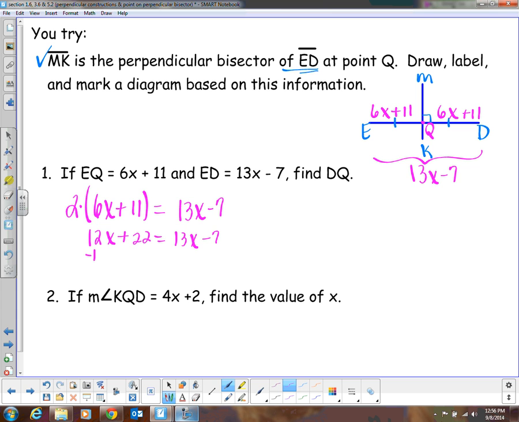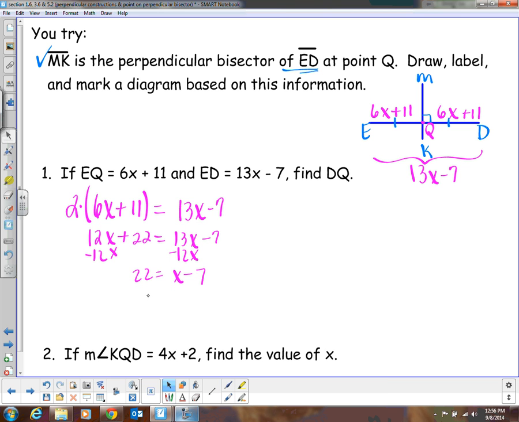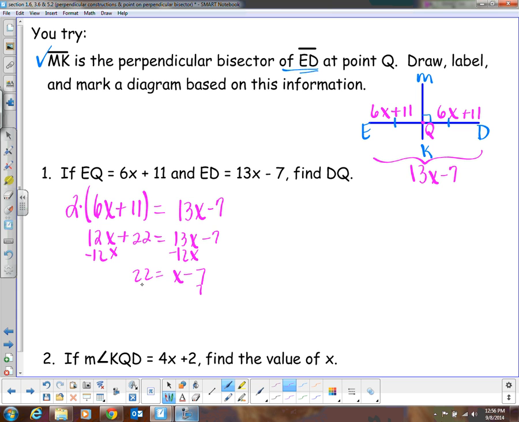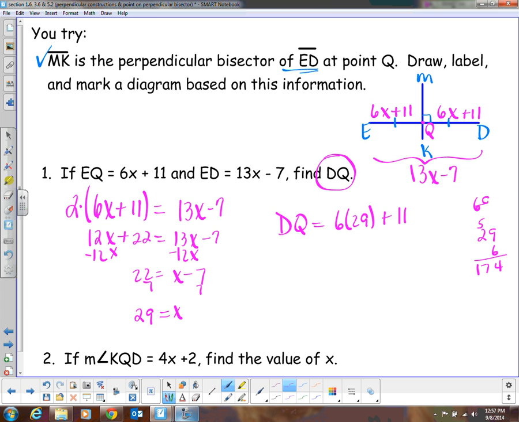I'm going to subtract 12x. So I'm going to have 22 is equal to x minus 7. We're going to add 7 to both sides. So we're going to get x to be 29. So they specifically asked for segment DQ. So notice, because I put this here, this is going to be easy. This is going to be 6 times 29 plus 11. Now if I take 29 and multiply by 6, I'm going to get 54. 12 plus 5 is 17. So this is going to equal 174 plus 11 for 185. It's a big segment.